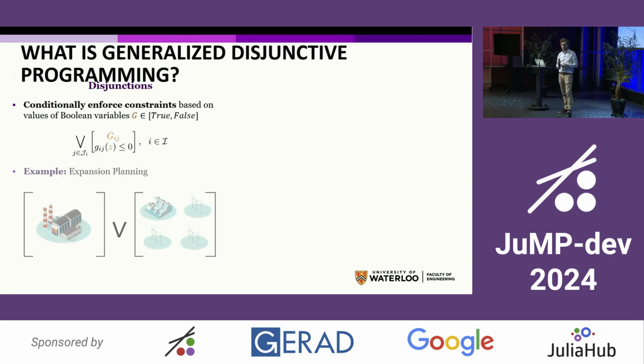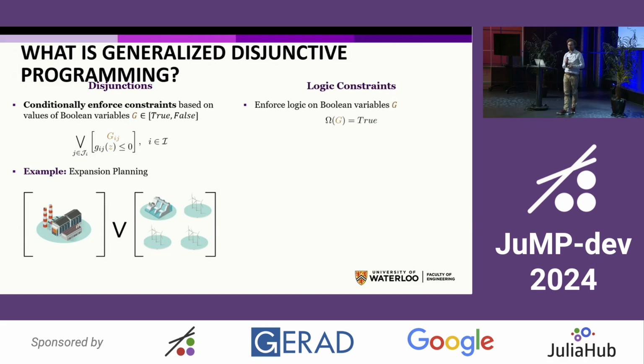enforced. So you have, maybe, we could do this or this, and depending on which one you choose, you enforce constraints accordingly. This comes up, for example, in expansion planning. I could build one mega power plant or several smaller ones. Depending on which one I choose, I get the associated constraints with either one. That's an example where this comes up.